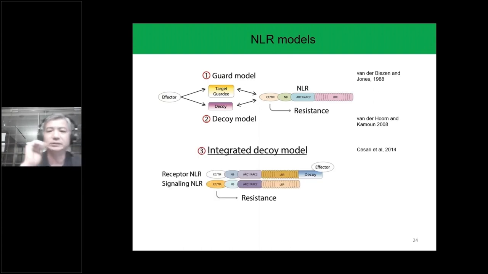More recently, in 2014, Cesari proposed an integrated decoy model. In this model, two NLRs pair together, one acting as a receptor NLR, with the integrated decoy domain interacting with the effector, and the other acting as a signaling NLR. The interaction results in resistance.